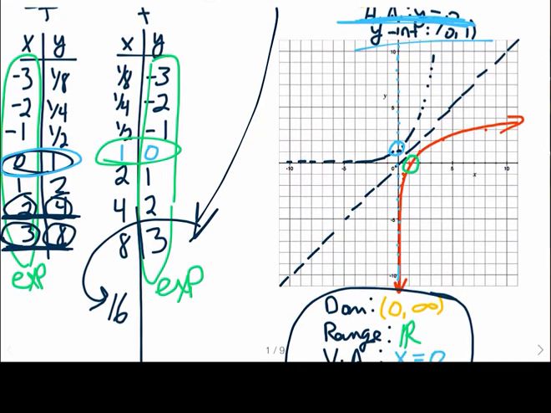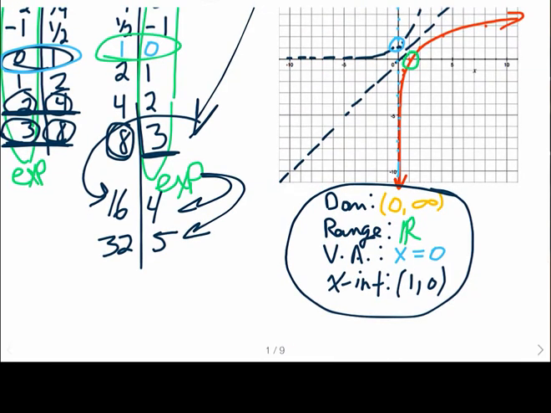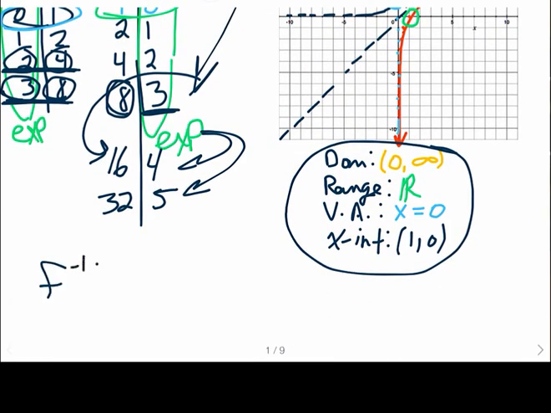So when we look at f inverse's table, when we look at the x value of 8, we're asking what's the exponent on 2 that'll give us 8? The answer is 3. So now we're looking at what's the exponent on 2 that'll give us 16? The answer is 4. What's the exponent on 2 that gives us 32? And the answer is going to be 5. So we're looking at what is the exponent in each case. Let's write that down. f inverse is asking what is the exponent.